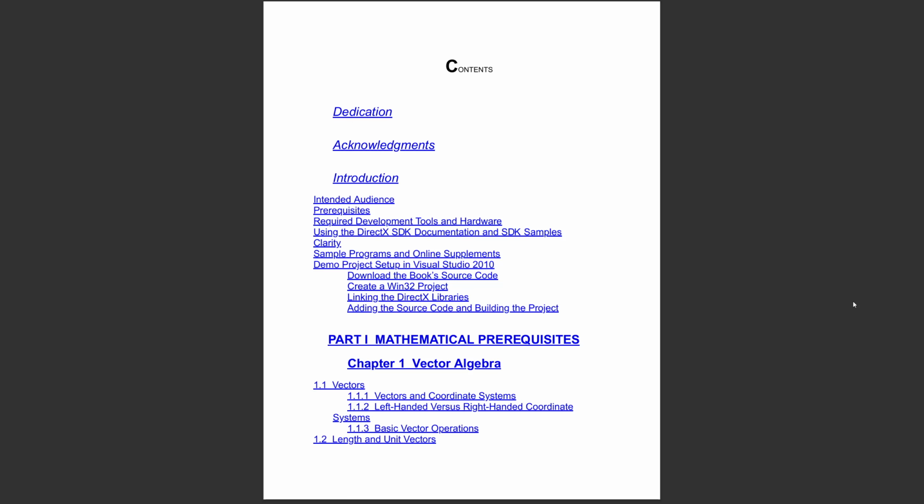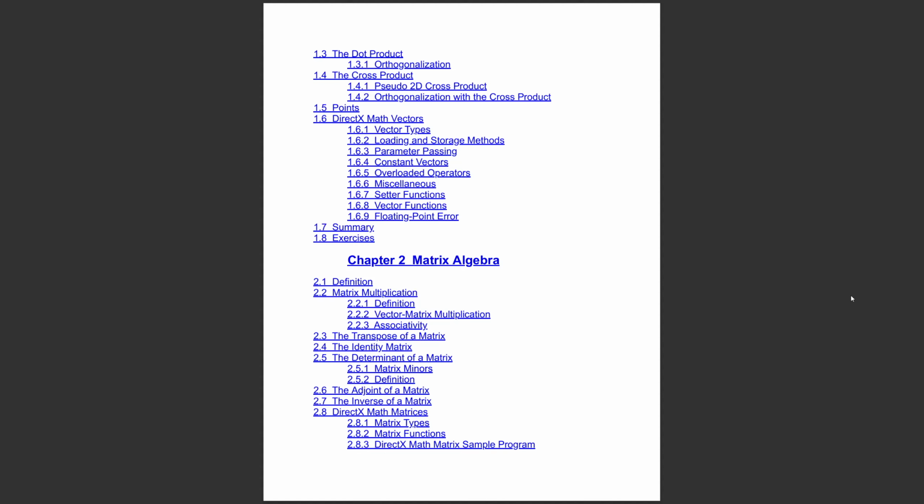Okay, so we have Part 1 on mathematical prerequisites. This is going to be covering Chapter 1 on vector algebra, in which we're going to be talking about vectors and their coordinate systems, left-handed versus right-handed coordinate systems, and then just some basic vector operations. And then we have some concepts such as vector lengths and unit vectors, or directional vectors. We have two operations, the dot product with orthogonalization, along with the cross product.